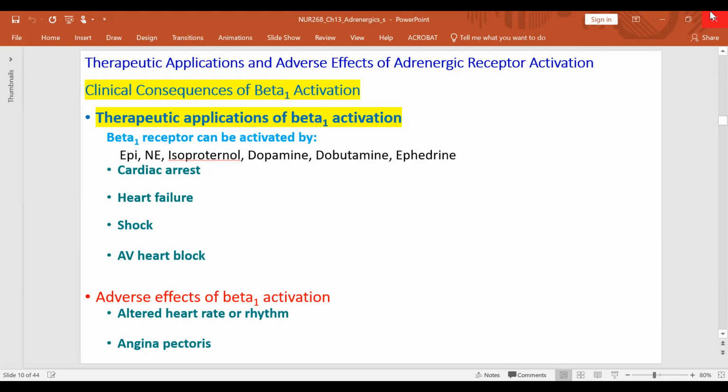Second, angina pectoris. That will result from the increased cardiac oxygen demand. There is high demand when the heart rate increases and when the contractility increases, so this requires more oxygenation. The increased cardiac oxygen demand will result in what is called angina pectoris and chest pain.